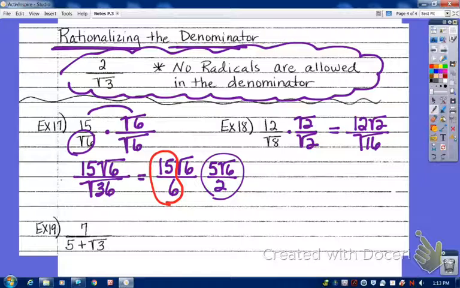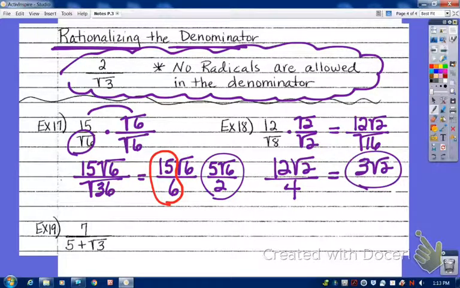Square root of 16. See anything that will simplify? Square root of 16 will turn into what? 4. See anything else that will simplify? 12 divided by 4 is 3. 3 on the top or 3 on the bottom? 3 on the top. So your final answer is 3 square root of 2. You cannot have a square root in your denominator. It's just one of those math rules.